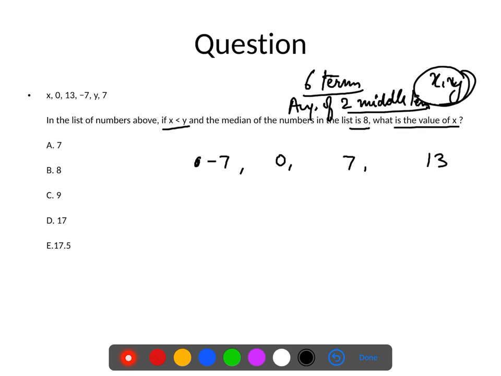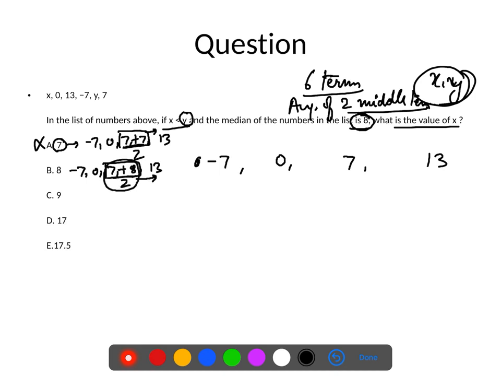Let's see the options. Let's say x is equal to 7. Now let's say if 7 is one of the terms, like so -7, 0, 7, 7, 13. Okay. Now the value of y is bigger than 7, so it will be only after 7. So the median becomes 7 plus 7 by 2. Can it become 8? Never. Okay. Let's see the second option: -7, 0, 7, 8, 13. Again, the value of y will be bigger than x. x is 8 here, so y has to be beyond x. Again, 7 and 8 would be the middle terms. Will 7 plus 8 by 2 be equal to 8?